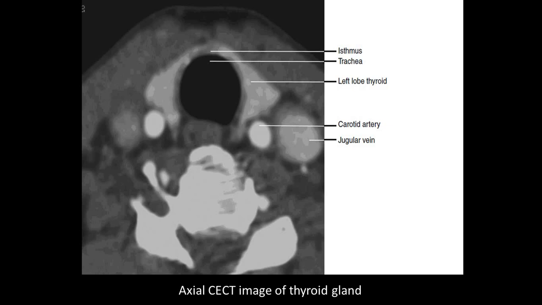What about MRI? It's iso, because iodine is working on CT, but on MRI it has no role. So on MR images, it's iso.